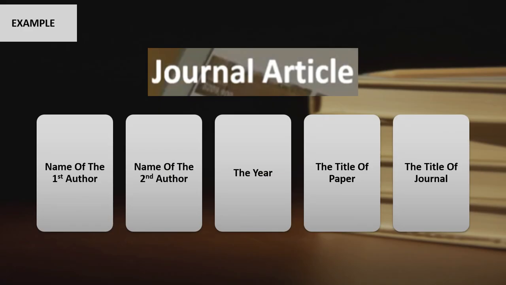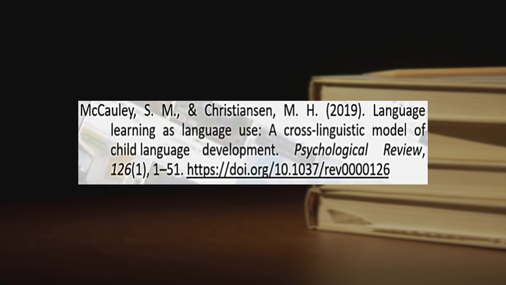If it is a journal article, then the name of the first author and the second author, the year, the title of the paper, the title of the journal. Now see, the title of the journal and its volume will be italic, but the issue will not be italic, the page numbers will not be italic, and the DOI will not be italic. And remember, now we are not using p. or pp. before the page number, we only mention the page numbers.